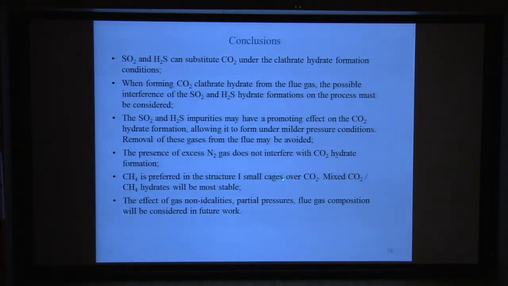Methane is preferred in the small cages of structure 1. So if we have methane and CO2 in the same environment, we'll likely get a mixed hydrate, which has CO2 in the large cages and methane in the small cages, so that's something we have to consider.